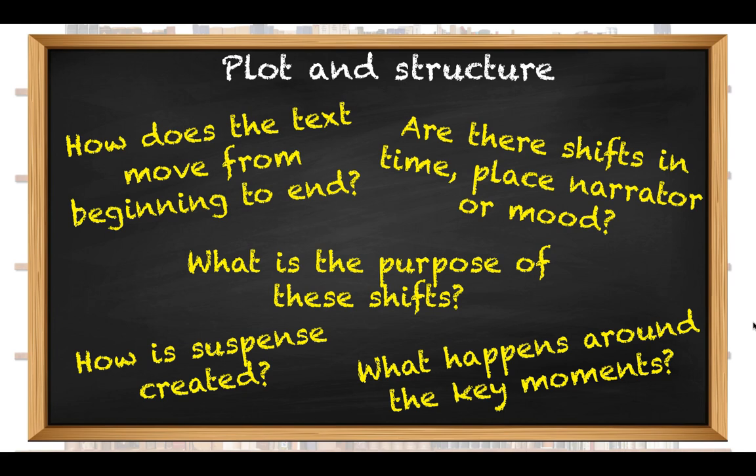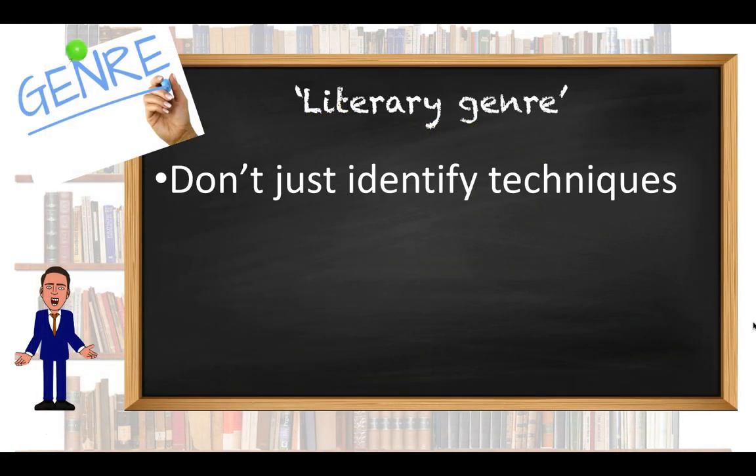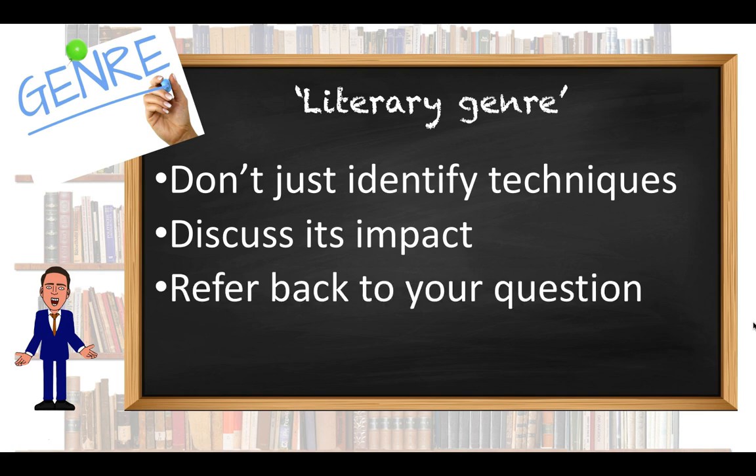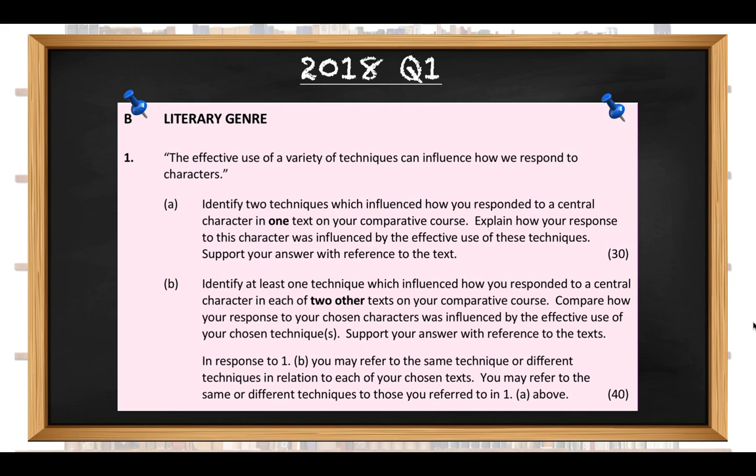So as you can see, there's a huge amount to write about. But the key to literary genre, however, is not just to identify that a technique has been used. You must identify it and then discuss its impact on the characters or your experience of the text based on the question that you've been asked. So, for example, this is question 1 from 2018. We're being asked here how the techniques used by the author influenced how we respond to the characters.